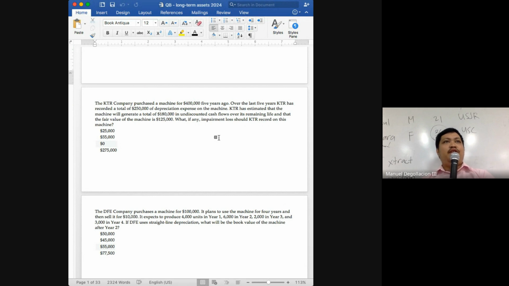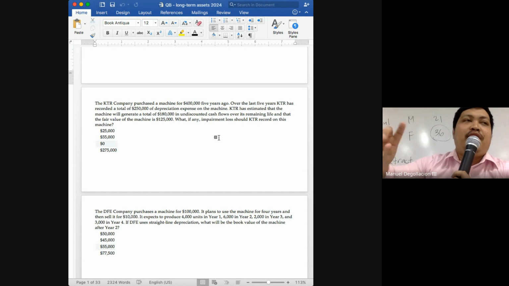So if the first step tells us that the asset is not impaired, do we proceed to the impairment loss test? No. What then would be your answer if you will be asked for the amount of impairment loss? It would be 0. It's actually very simple, class. First step, compare carrying amount with the undiscounted cash flows that will be received from the asset.